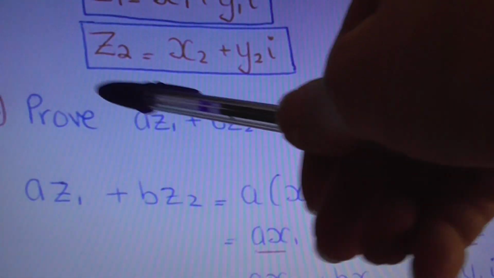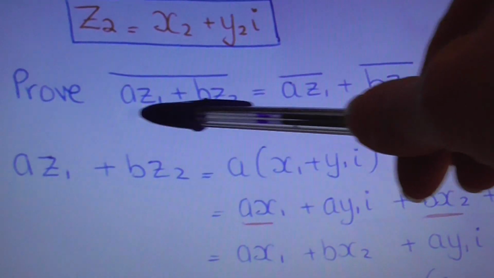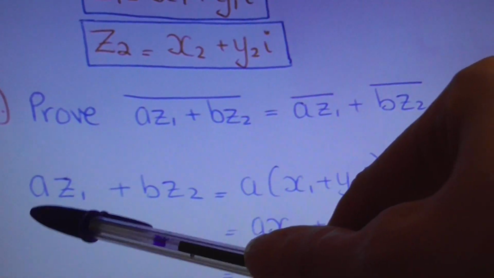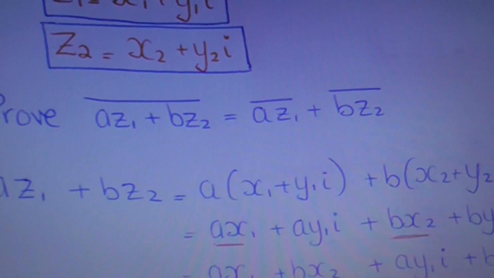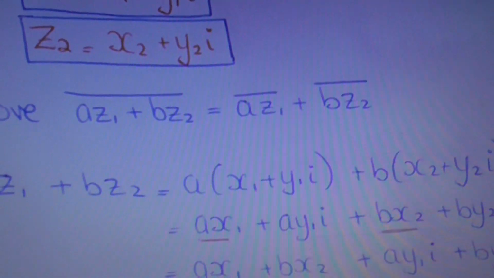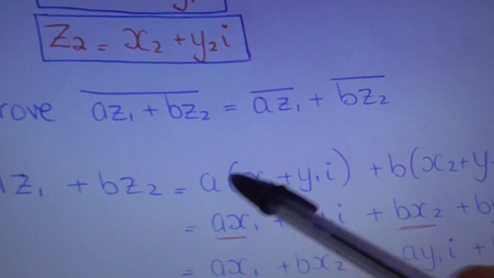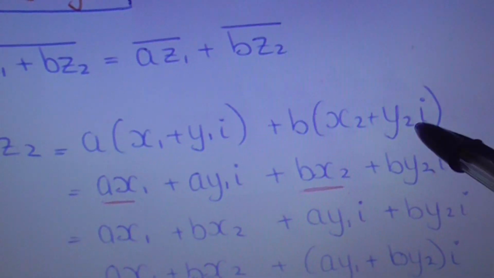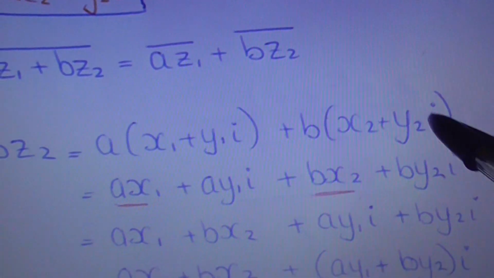Okay, so before I can get the conjugate of something, I need to get what this would be on its own first. So I'm getting az1 plus bz2. A and b are just going to be some real number. So I am multiplying a by z1 and b by z2. So I'm multiplying into the brackets.